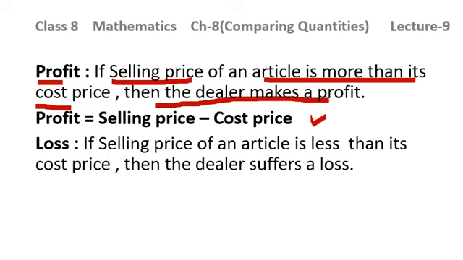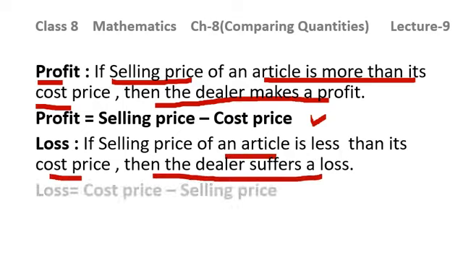If you have purchased an article for rupees 900 but you are selling it for rupees 500, then in this case the selling price, which is 500, is less than the cost price, which is 900. So you will have a loss of rupees 400. So this is the concept of loss. If the selling price of an article is less than its cost price, then the dealer suffers a loss, which is given by this formula: cost price minus selling price.